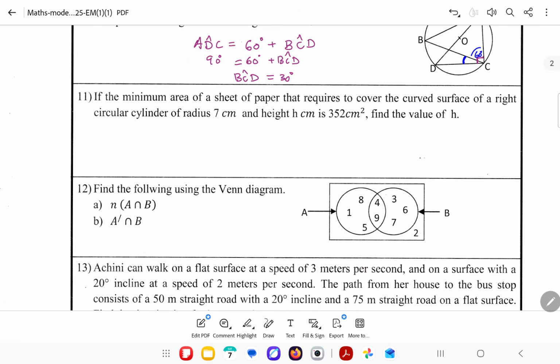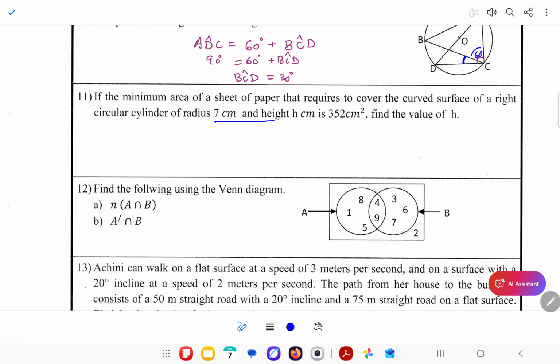Right, next one. If the minimum area of sheet of paper that is required to cover the curved surface of a right circular cylinder of radius 7 centimeter and height h is this amount. So there's a cylinder, radius 7, height h we need to find, and this curved surface area is given, which is 352. So the curved area is 2 pi RH, which is equal to 352.